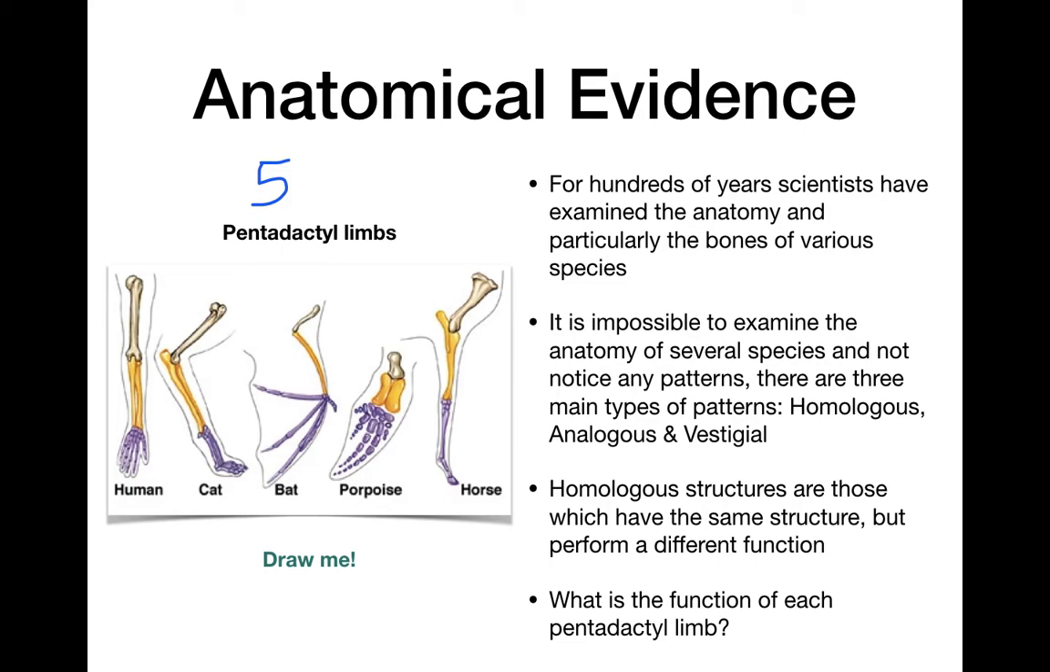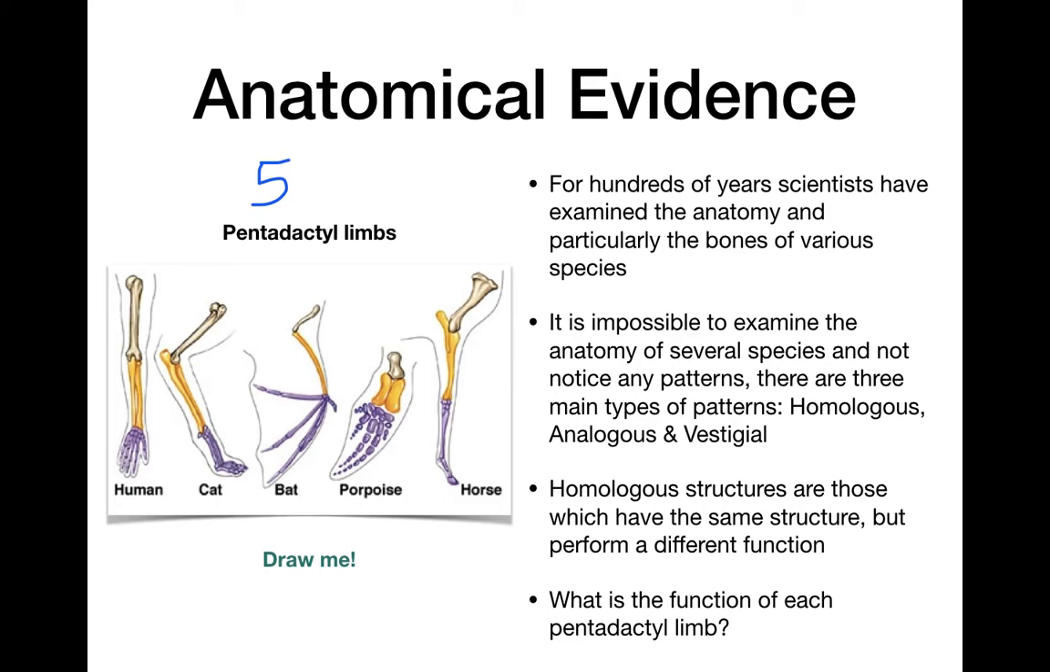These all have one big bone at the top, then 2 bones next, and then many small bones and some longer ones after that. This kind of breakdown shows that these organisms have a homologous structure. But what is the function of each one?